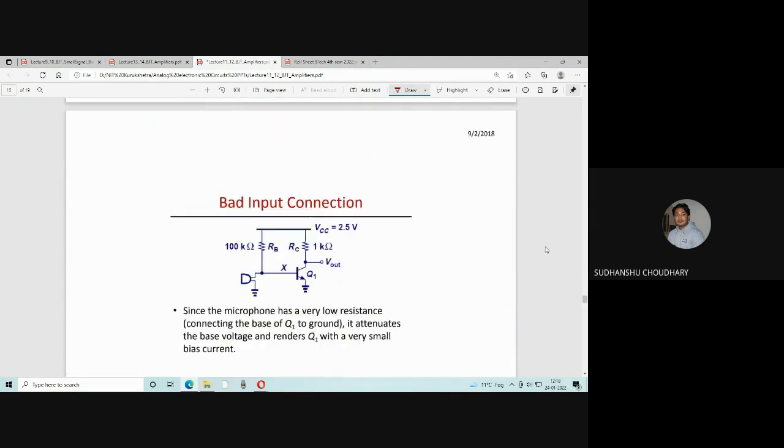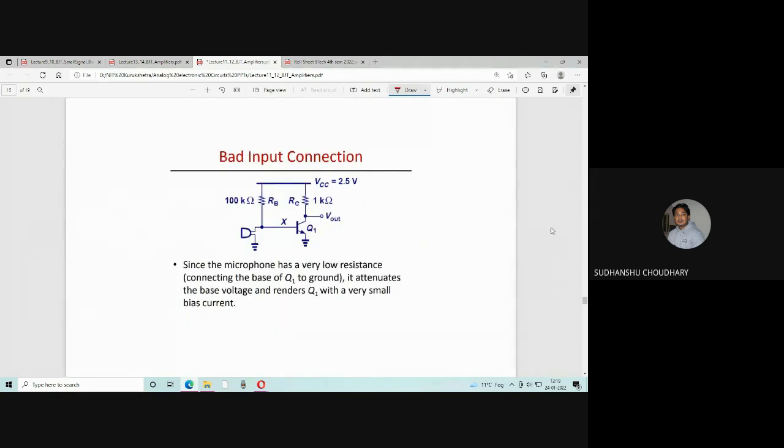Now let us consider some examples of bad input connection. Let us say that somebody tries to connect a microphone output. The transistor is biased, okay, fine. This is correctly biased via this resistor. But now the problem is that the user is connecting the microphone directly at the base of this transistor. Now this microphone has a very low resistance.